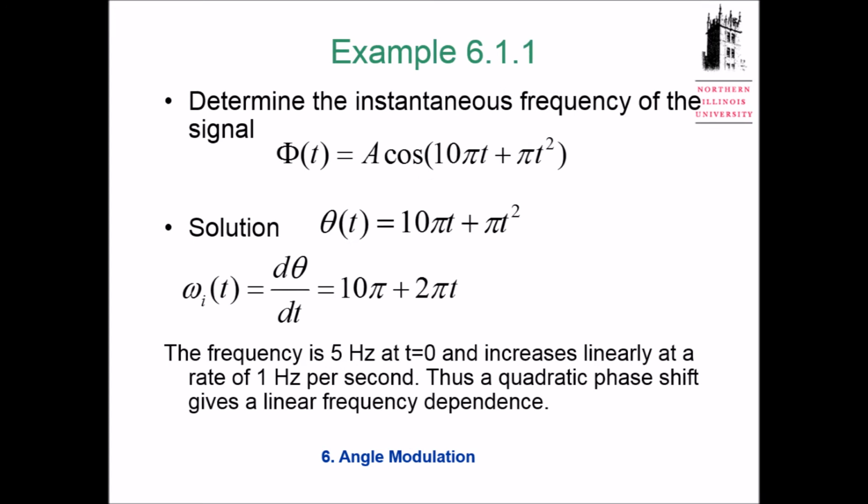Okay, let's take a look at this example from our textbook, 6.1.1. We have a given signal and we try to find its instantaneous frequency. phi(t) = A cos(10 pi t + pi t squared). A is a constant, so definitely we can tell this is not AM. It will be either PM or FM, depending on your input signal. We find the instantaneous frequency by taking the derivative of the phase.